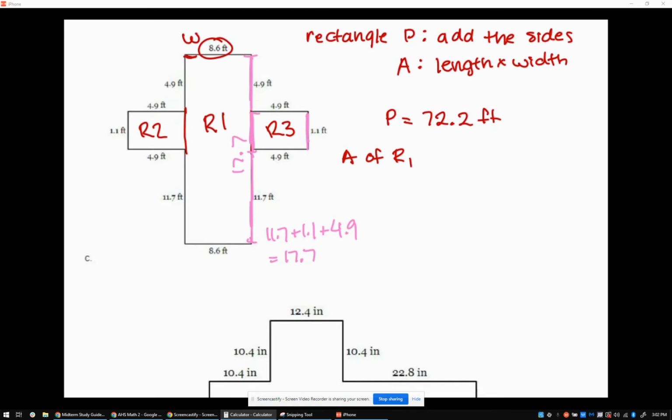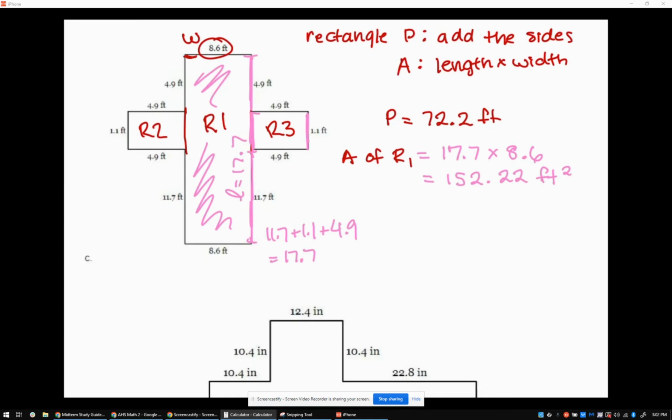We're going to do our length times width. So 17.7 times our width of 8.6 is going to be 152.22, and this is feet squared. All right, so that takes care of rectangle number 1, which is all that space in here.